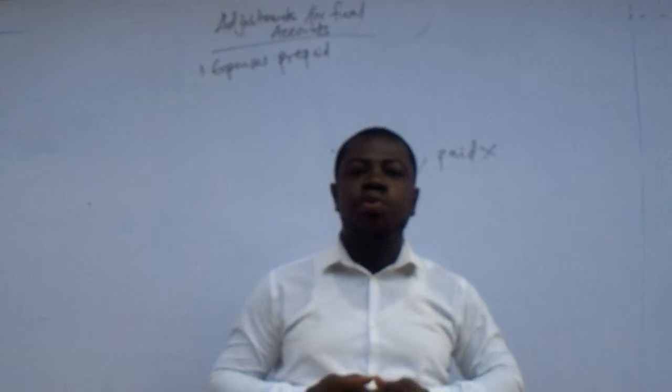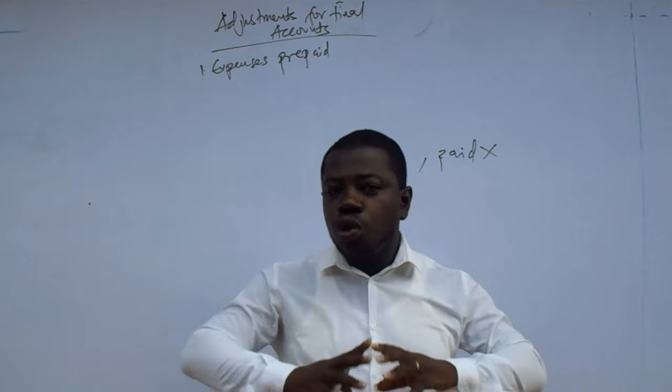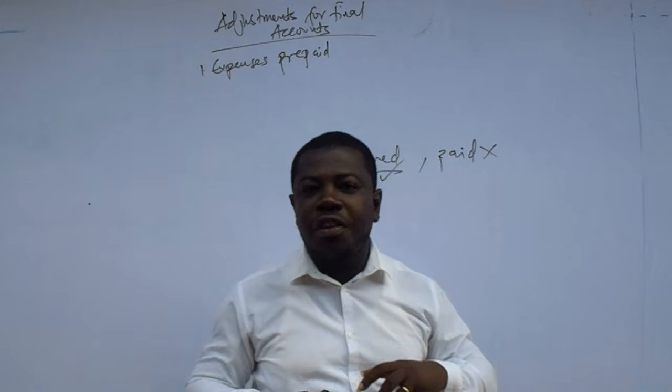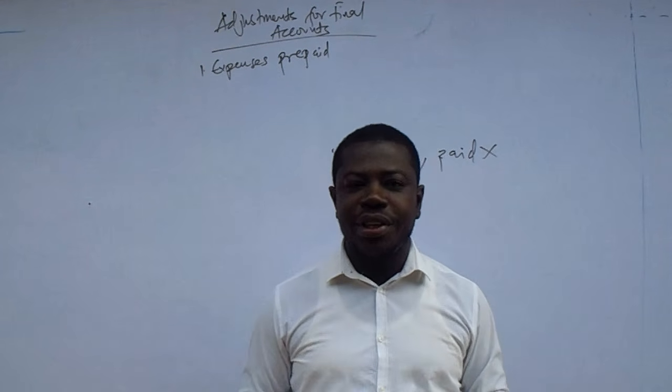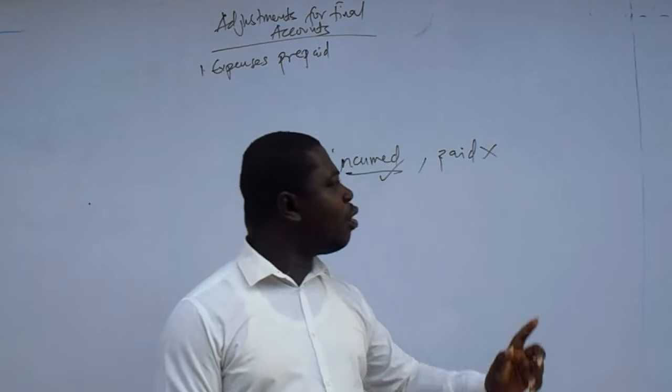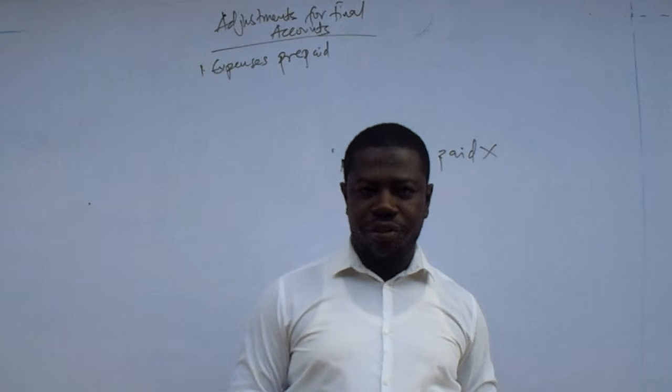Incurred means that is what you are supposed to pay for the year. Paid is what you have actually paid. And so if your rent is 600 cedis and you pay 800 cedis, the difference is this: you have incurred expenses of 600 cedis, but you have paid 800 cedis.